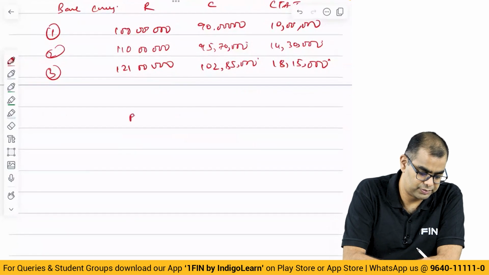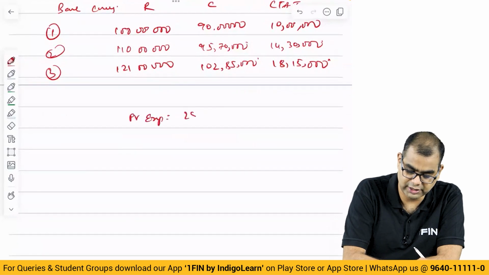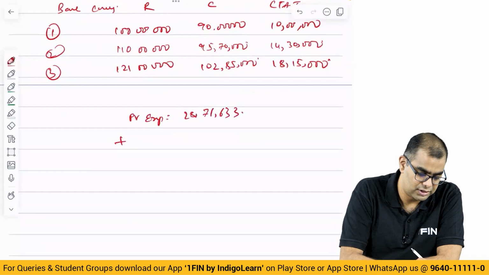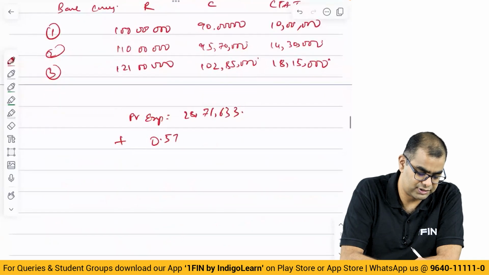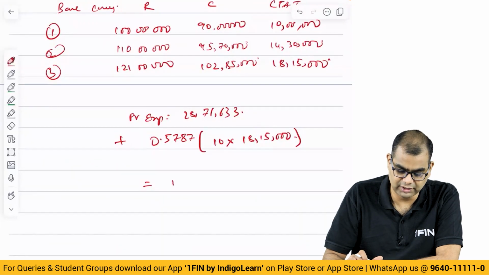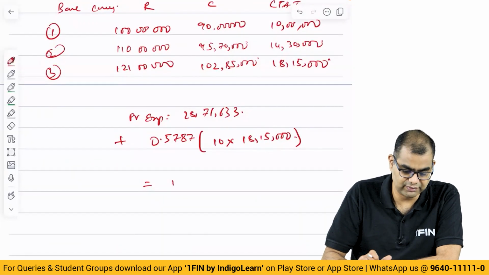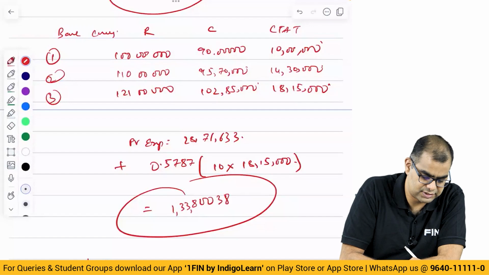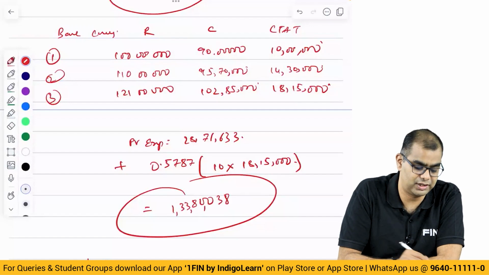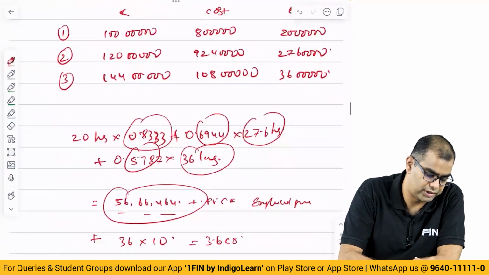You get PV explicit is equal to 28 lakh 76,633 plus 0.5787 into 10 into 18 lakh 15,000, which is 1,05,03,405. Plus 28 lakh 71,633 is 1,33,80,038. 1 crore 33 lakhs 80,038. Okay, that is the base case.